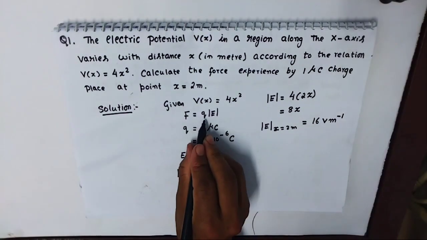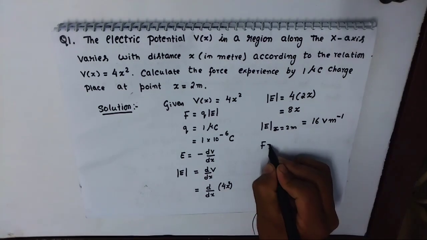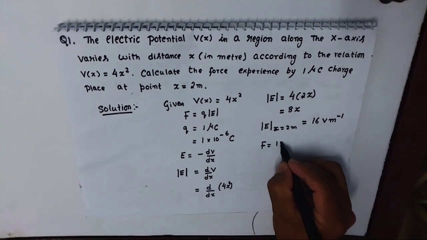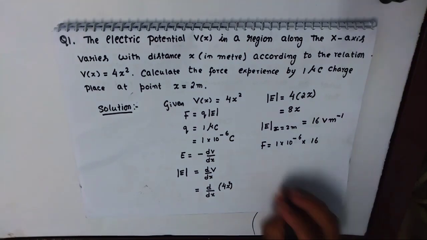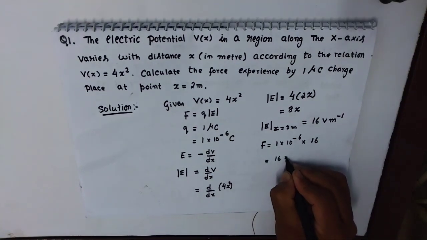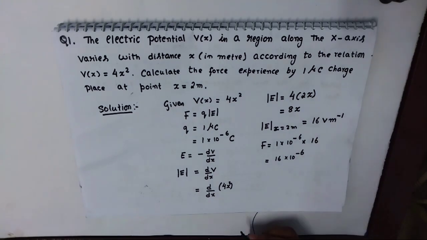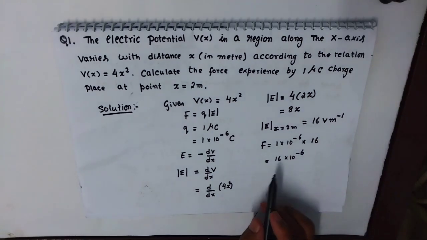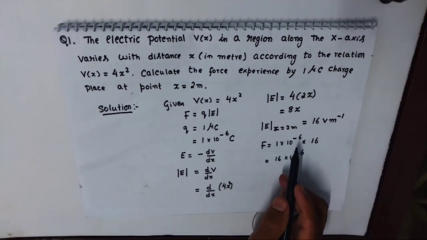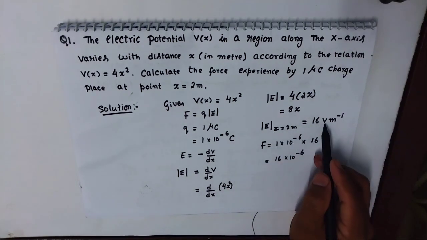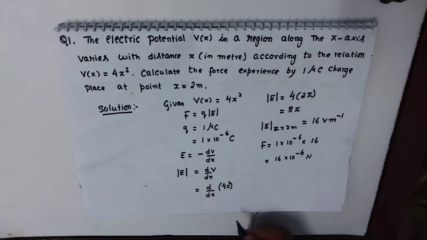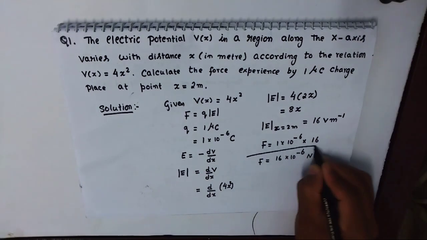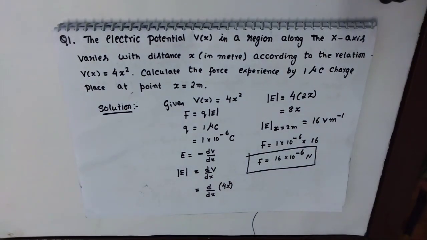So what is the force? Instead of charge Q, I'll put 1 into 10 to the power minus 6. Instead of electric field, I'll put 16. So this is nothing but 16 into 10 to the power minus 6. Since we have expressed the charge in coulomb, which is in SI unit, and the electric field also in volt per meter, this is also in SI unit. So the force is 16 into 10 to the power minus 6 Newton. This is the force experienced by 1 microcoulomb charge.